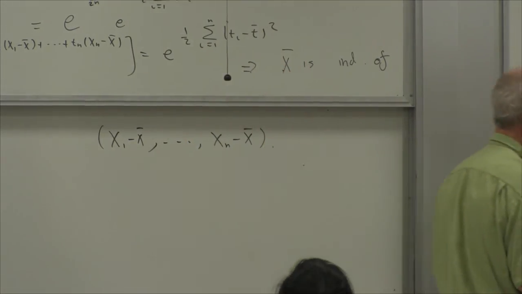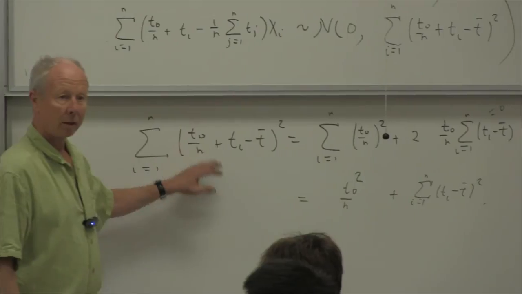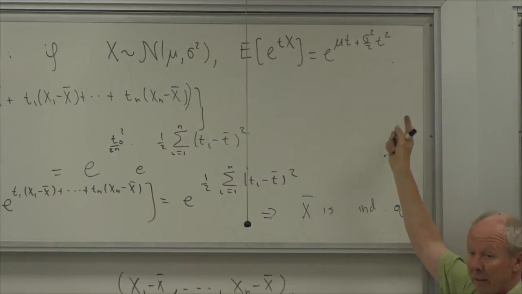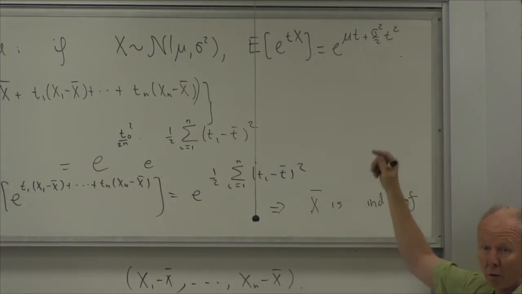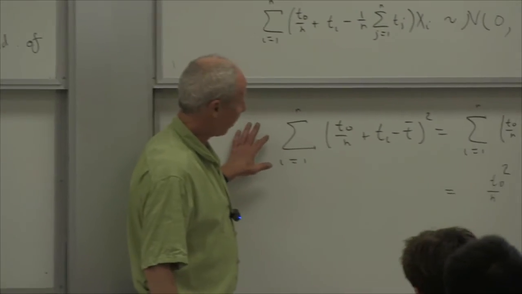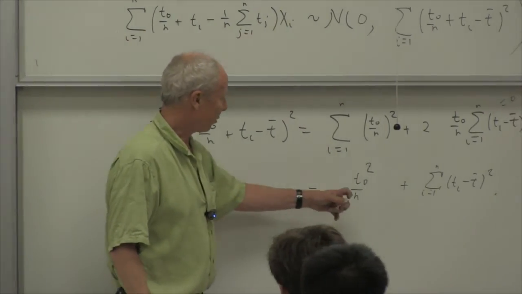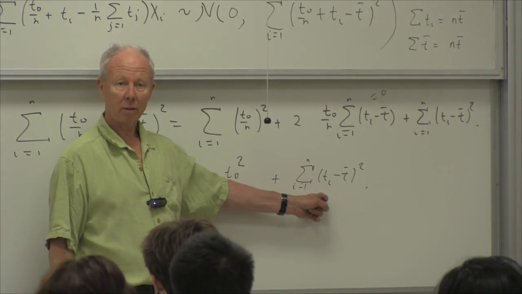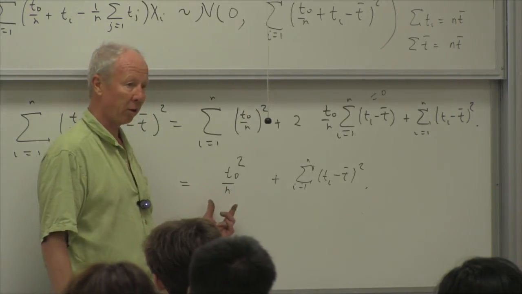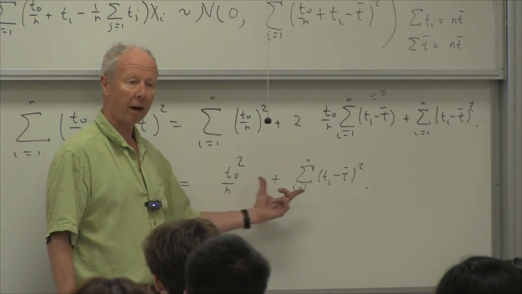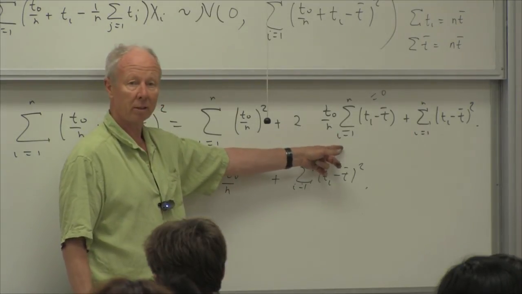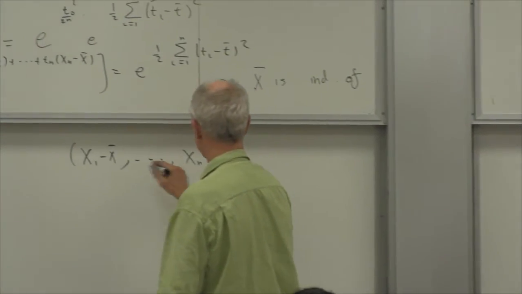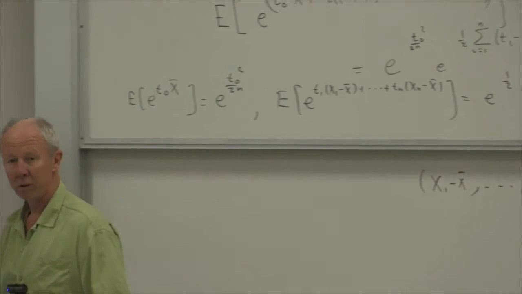Okay, and the miracle was right here. The moment generating function for normal looks like this. It has this particular form. So when we're computing the variance, what happened? The t naught part separated from the ti minus t bar part. And we're taking exponential of this, so that means it factors. That's why the factoring took place, because this term canceled. So x bar is independent of this when you have independent normal samples.